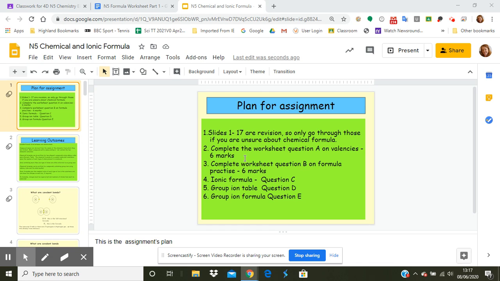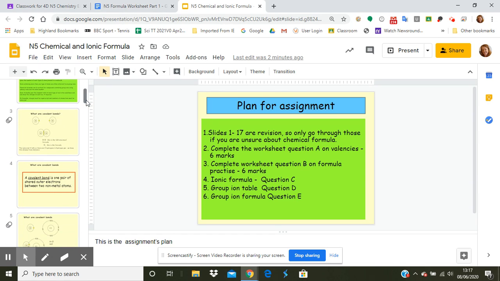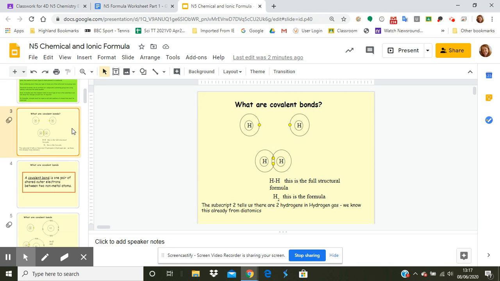So what we're looking at here, we're going to do a quick recap of writing normal formula using valencies. This is something you did in third year and you should have come across this. So we're looking particularly at covalent compounds, but there's also writing ionic formula as well.